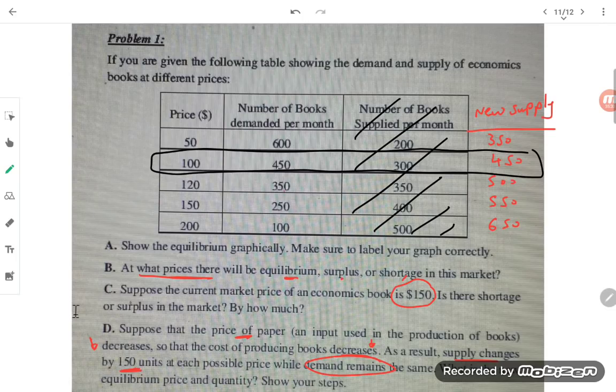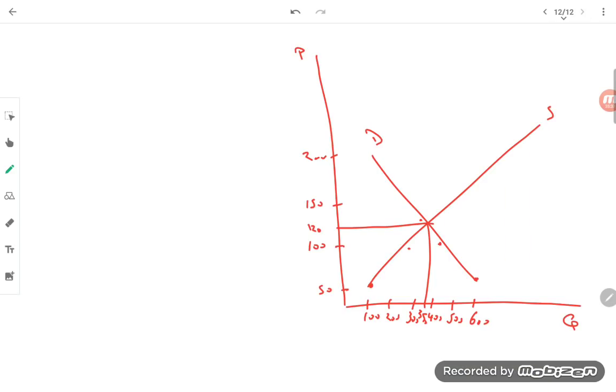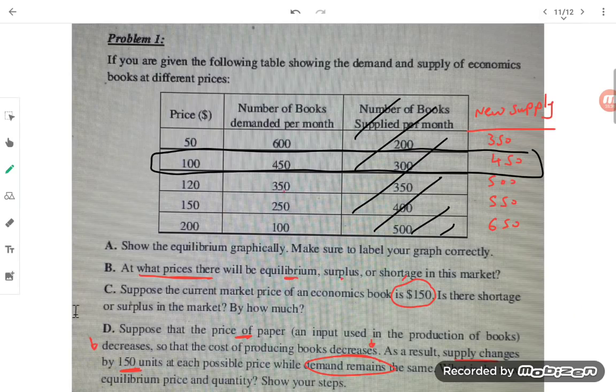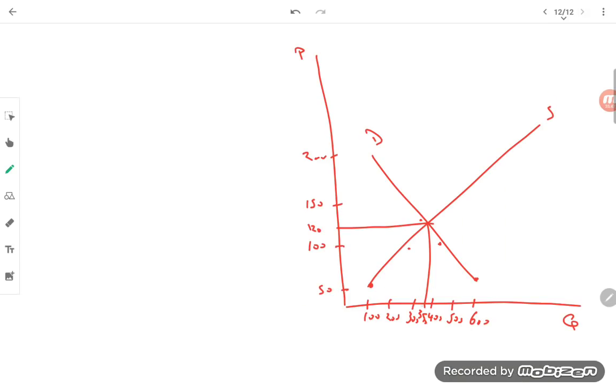Show your answers, show your steps. These are your steps and you have to illustrate this graphically. So we have to draw the new supply curve. At price 50 it's 350 and at price 100 it's 450. So this is the new supply curve at the new equilibrium price, which is 100, and quantity 450.